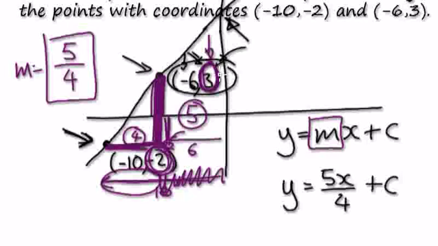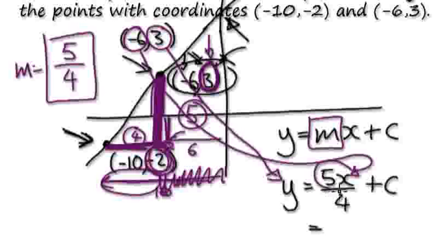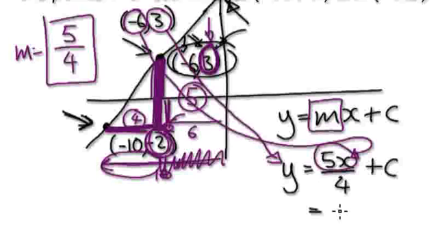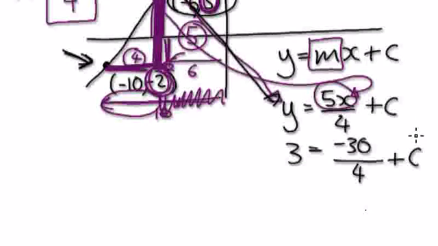So the coordinates here will be minus 6, comma 3. Minus 6 is your x, and 3 is your y. So let's put the 3 into the y, and the minus 6 into the x. So 5 times minus 6. Hang on, let me think. Yeah, 5 times minus 6 is minus 30, and then you've got the 4 here, plus c. And don't forget we are putting the 3 into the y, so it will look like this.